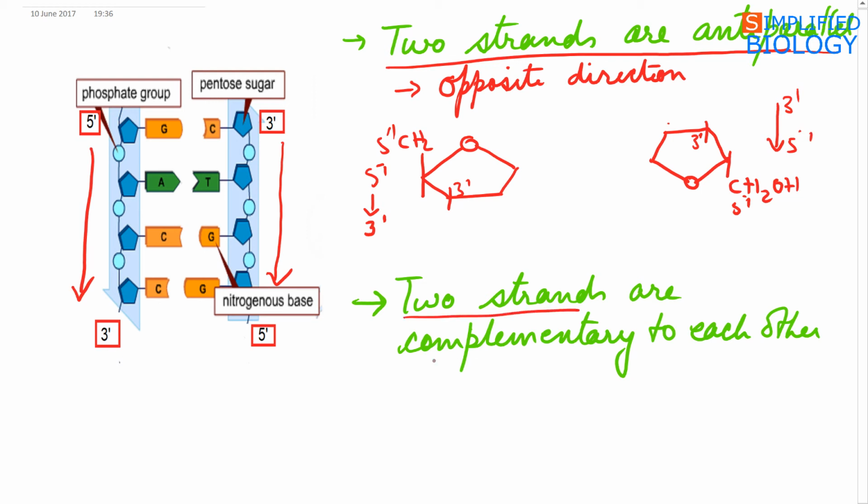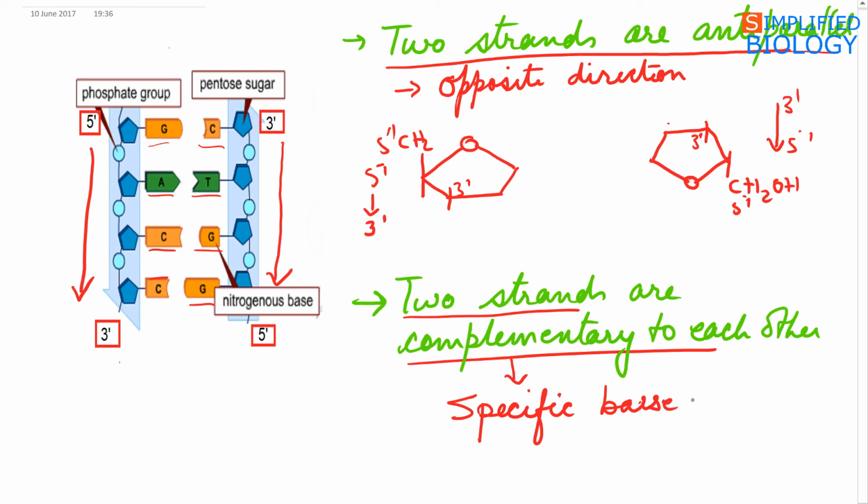The two strands are complementary to each other. Now, this complementary to each other means if you know the base sequence of one strand, you can find out the base sequence of the other strand. Means if the sequence of one strand is GACC, that means the sequence of the other strand is CTGG. This is possible due to specific base pairing, where always A pairs with T and G pairs with C.